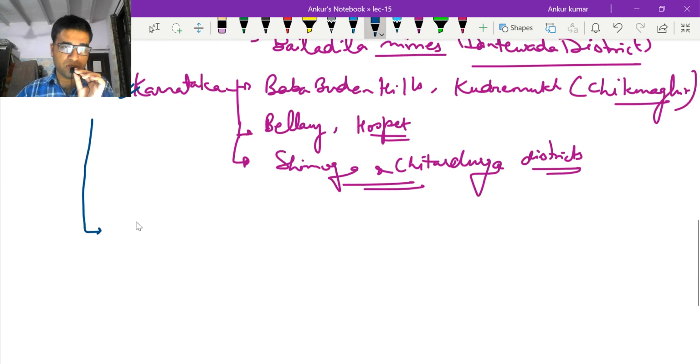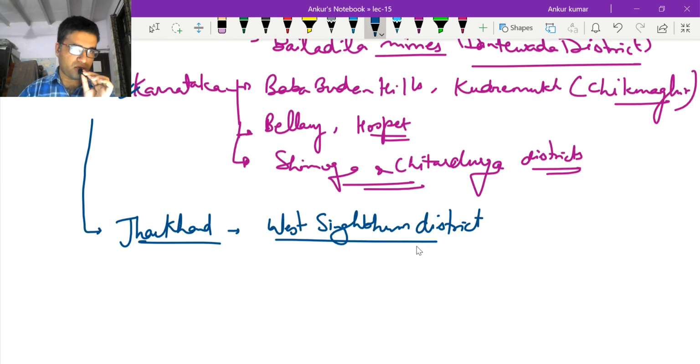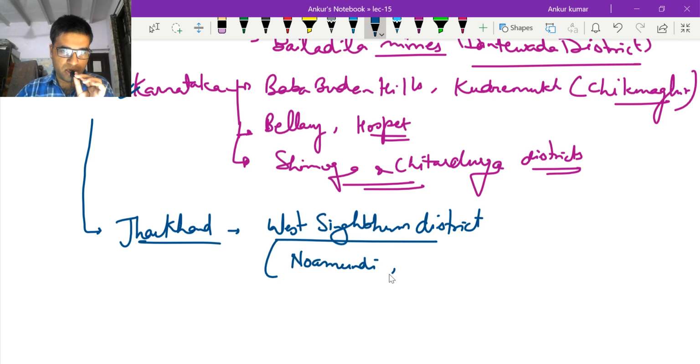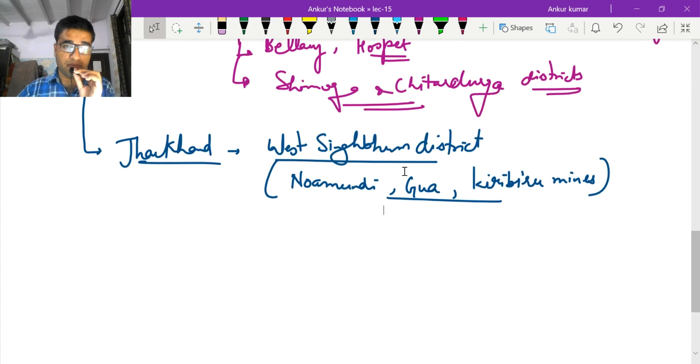Let us do the iron resources that are found in Jharkhand. In Jharkhand, basically the West Singhbhum district is the main district where iron resources are found. And the mines which you can remember are the Noamundi mine, the Gua mine, and the Kiriburu mine. These are the iron ore mines in West Singhbhum district. Moving on to the fourth state, again an important one with a lot of minerals, Odisha.